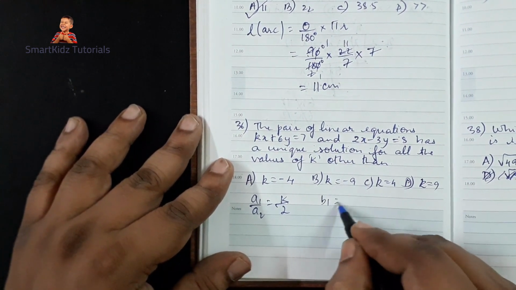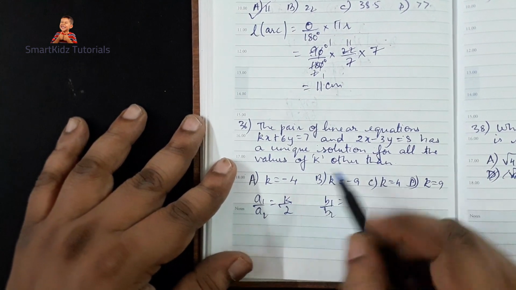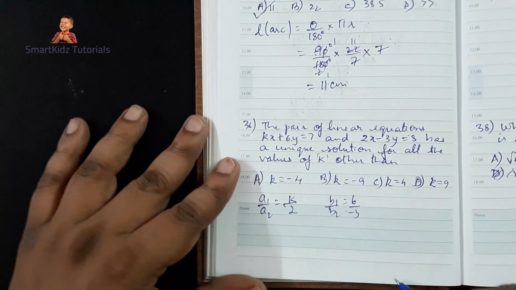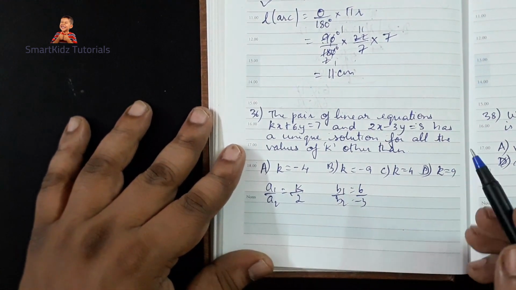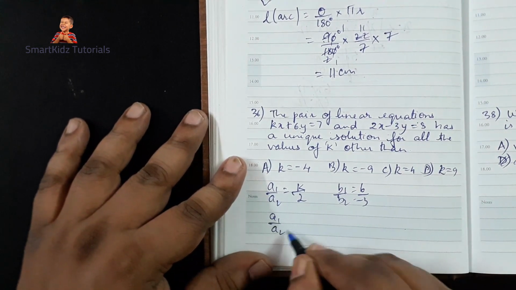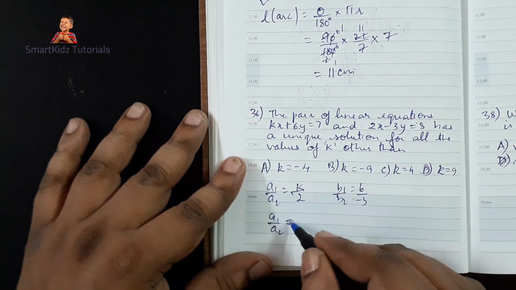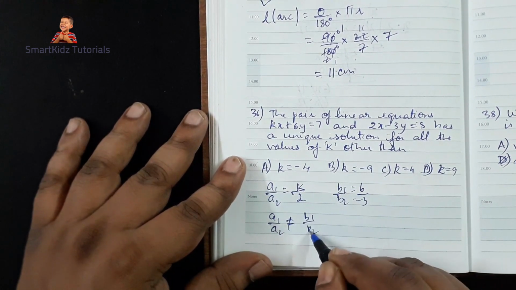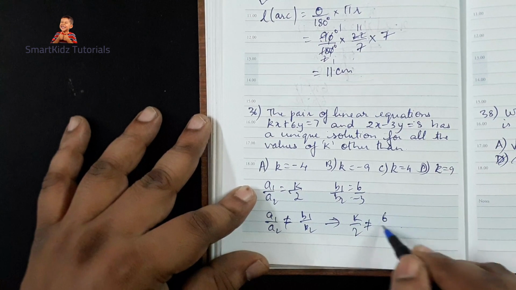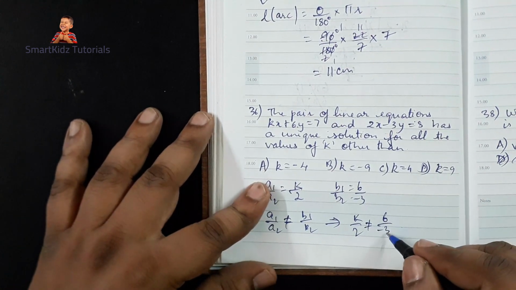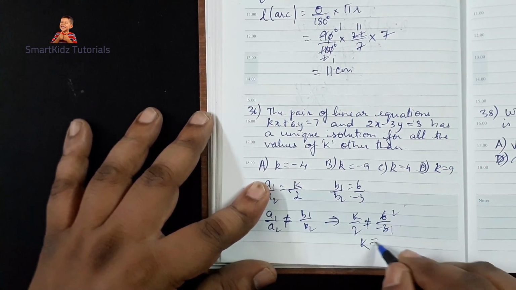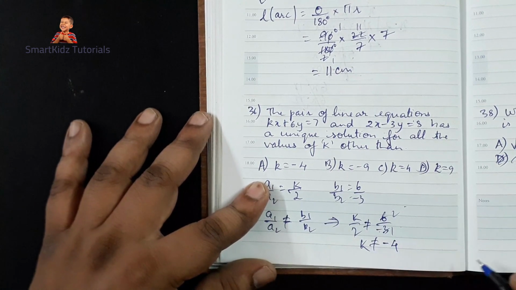Similarly, b1 upon b2, b1 is 6 and b2 is minus 3. So we write down the condition for getting a unique solution: a1 upon a2 not equal to b1 upon b2, which is k upon 2 not equal to 6 upon minus 3. We will cancel this 3 over the 3, 3 to the 6. We take 2 on the other side, cross multiply, and we will get k not equal to minus 4. Do not forget the minus sign over here.